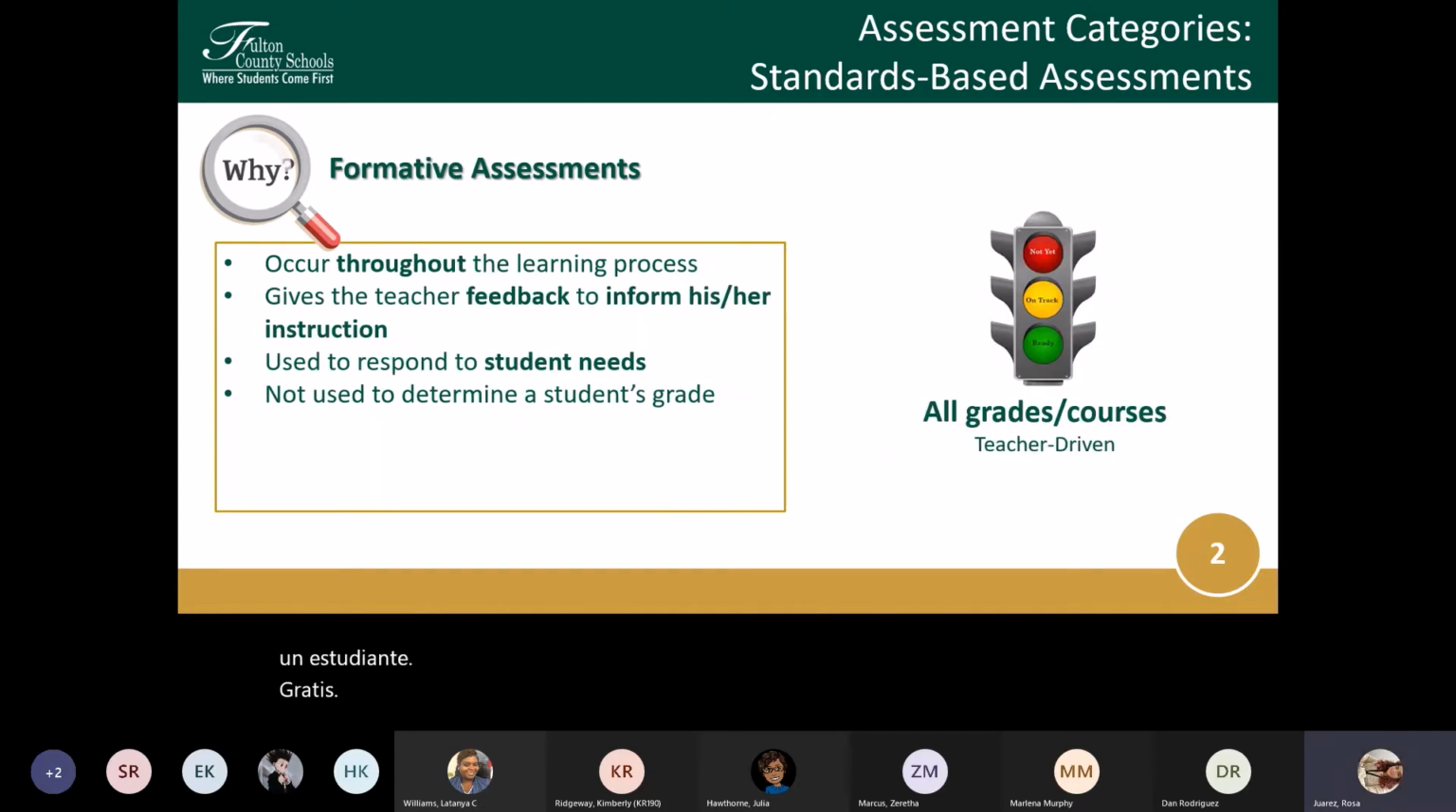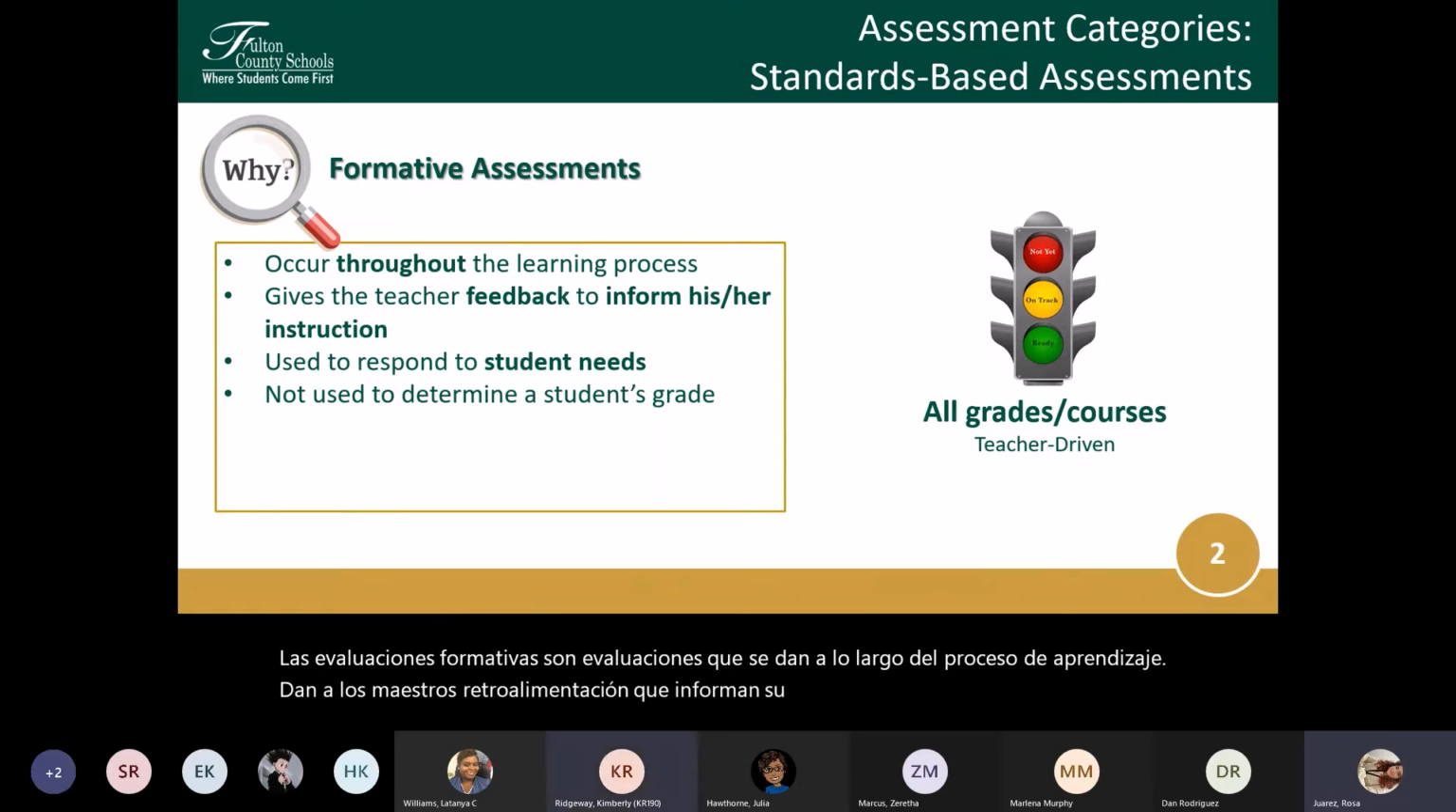Formative assessments are assessments that are given throughout the learning process. They give teachers feedback that informs their instruction and responds to student needs. Formative assessments are used for learning purposes. They often don't feel like a test, and teachers asking students questions can be a form of formative assessment. They are figuring out what the student knows and can adjust their instruction based on the student's responses.